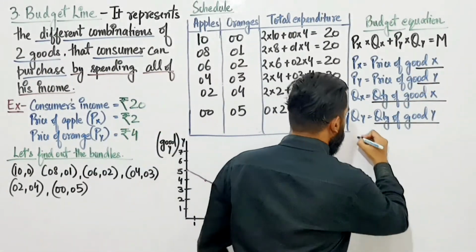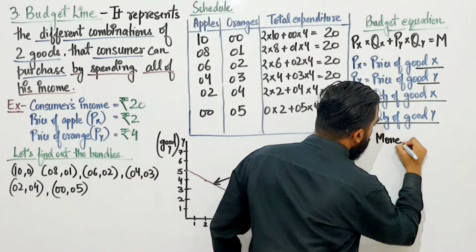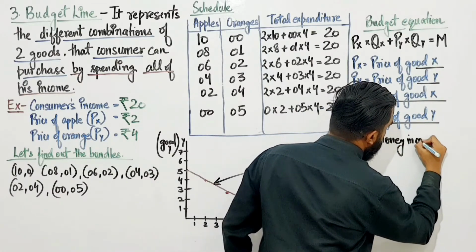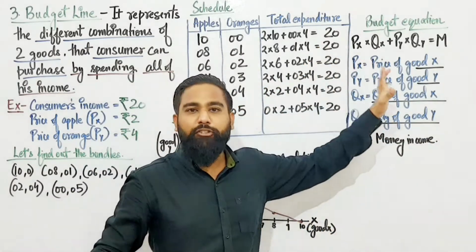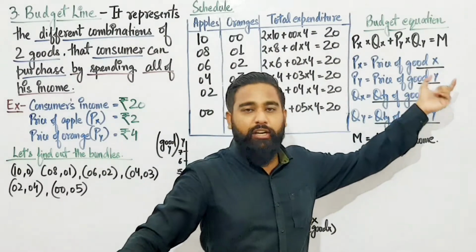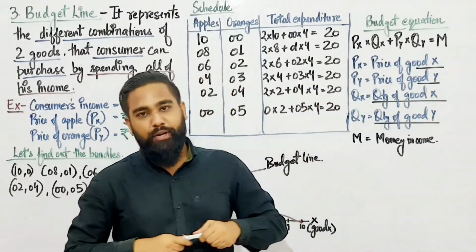And what is M? M means money income. Is that clear? So basically budget equation means the total expenditure which is equal to the money income. So this is your budget equation.